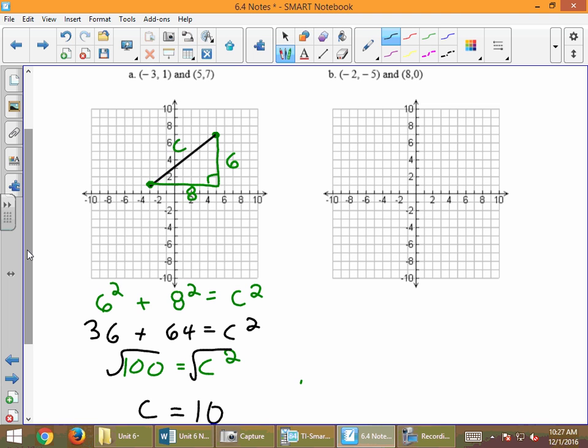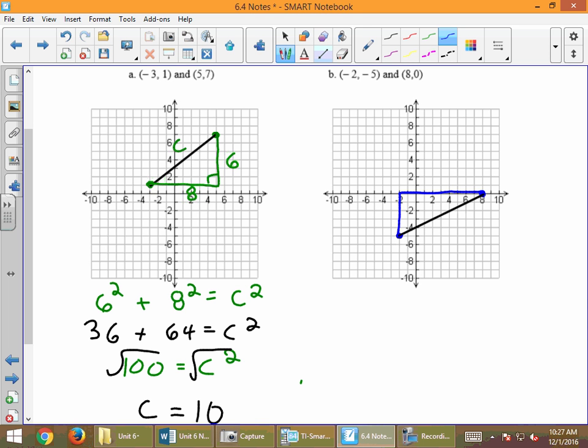C equals 10. All right, let's move on to number B. Graph those points like we've done before, and then we're going to connect that line and make our right triangle. So -2, -5, down there. 8, 0, right there, connect them. That's the line we want to figure out how long it is. Let's make a right triangle. It doesn't matter. I'm going to make mine on top now. So I'm going to go up and over.